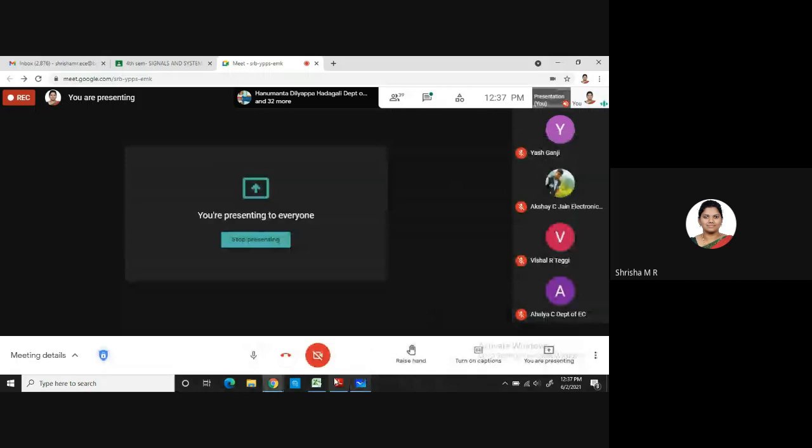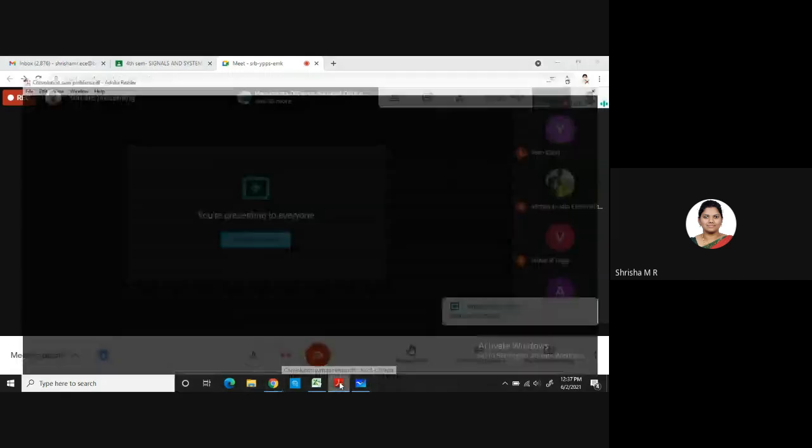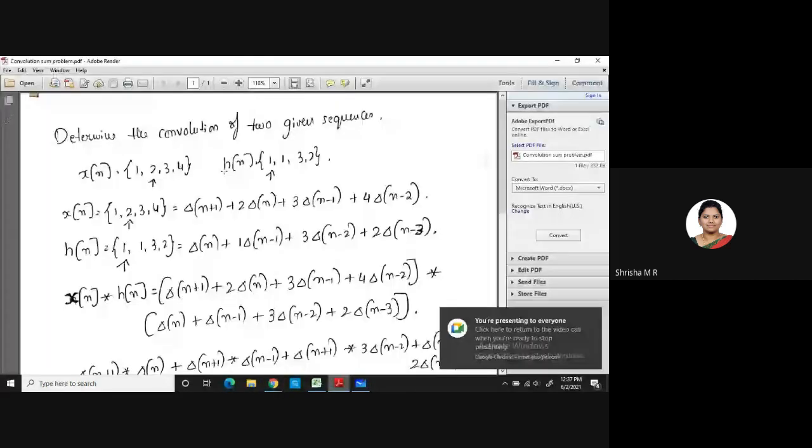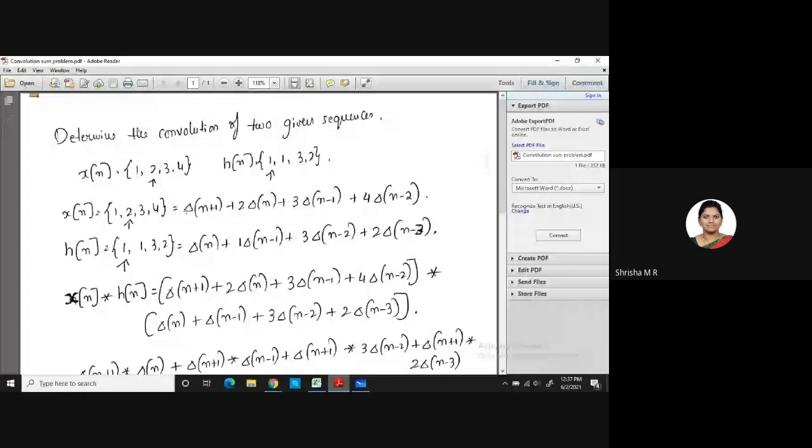I'll show you this PDF. Okay, you can follow. So we have convolution of two given sequences. We have to find the convolution using the property method. Okay, if you have two delta functions, then the convolution of those two would be the sum of the delays.